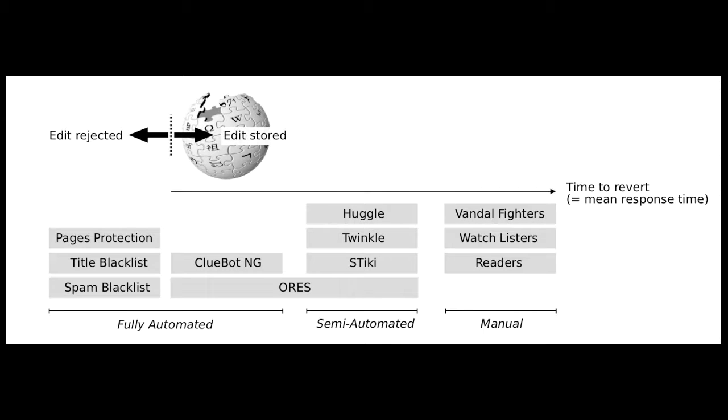Edit filters form a part of Wikipedia's quality control ecosystem, which consists of fully automated mechanisms such as bots, page protection or the spam and title blacklists, semi-automated mechanisms such as Huggle and Twinkle, the machine learning framework ORES, which other mechanisms could build upon, and editors who conduct quality control work in a more manual fashion. There is extensive research on most of these mechanisms, and a considerable part of it has been presented at this very conference. However, edit filters have been so far overlooked.